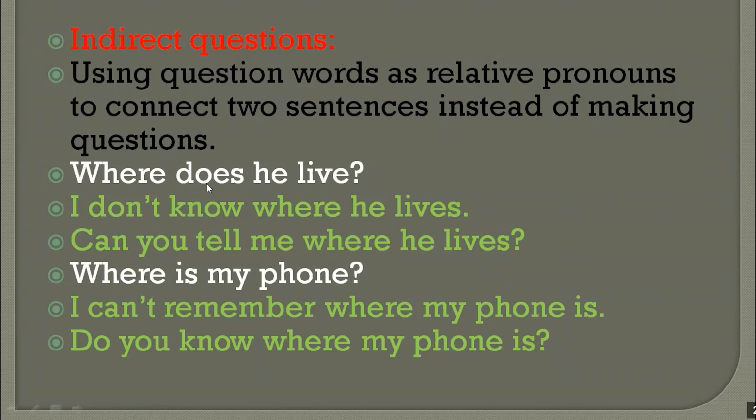Look at the situation. Where does he live? Now, this is a normal question, and the question word is used to ask a question. So we use the form of the question. We say, where does he live? We use the auxiliary verb. But look at that. I don't know where he lives.